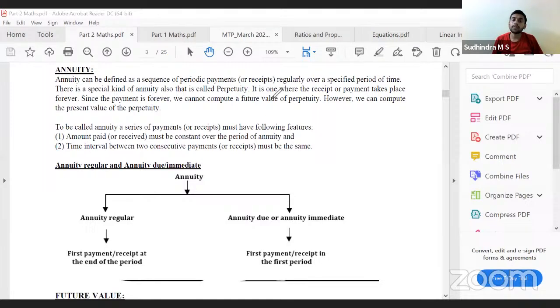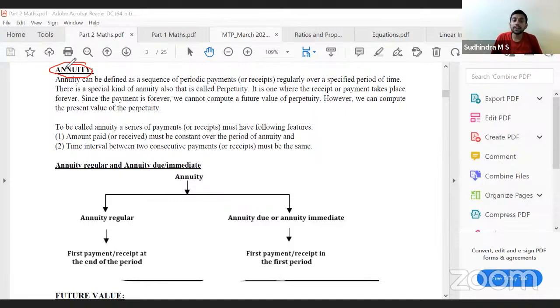Since payment is forever, we cannot compute the future value of a perpetuity. In annuity, we can calculate future value. What is future value? The value of the annuity as on a future date, let's say a maturity date or a specific date. But for perpetuity, since there is no maturity at all, there is no point in calculating future value, and the future value of a perpetuity cannot be calculated. Only the present value of a perpetuity can be calculated.